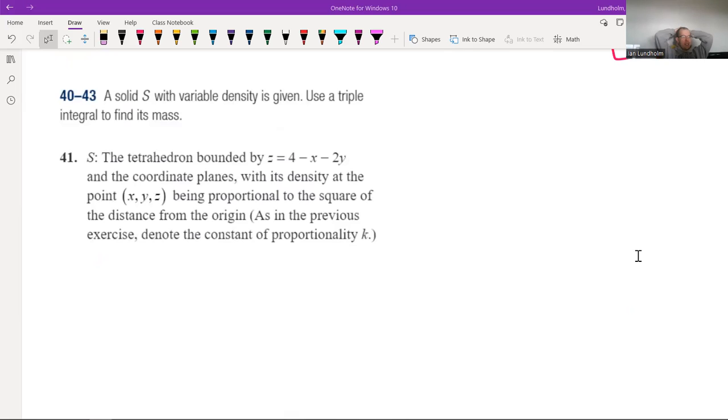We've got a tetrahedron bound by that in the coordinate planes. The density is proportional to the square of the distance from the origin. And we're going to let our constant of proportionality be k. So we're going to calculate the mass integral, which is adding up a bunch of densities throughout the volume. The biggest task, I think, would be setting up the bounds and then figuring out the integrand, but the integrand's not too bad.